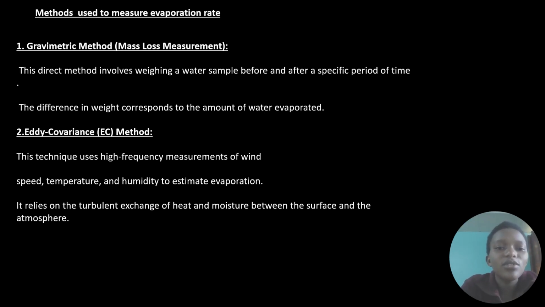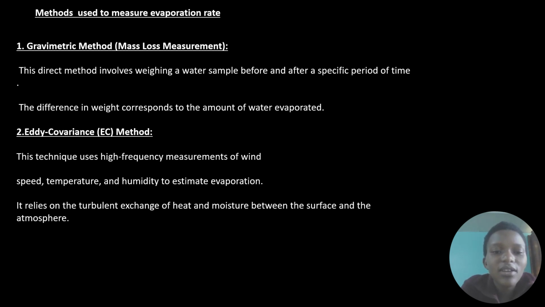Here are methods used to measure evaporation rate. First, the gravimetric method, mass loss measurement. This direct method involves weighing a water sample before and after a specific period of time. The difference in weight corresponds to the amount of water evaporated.